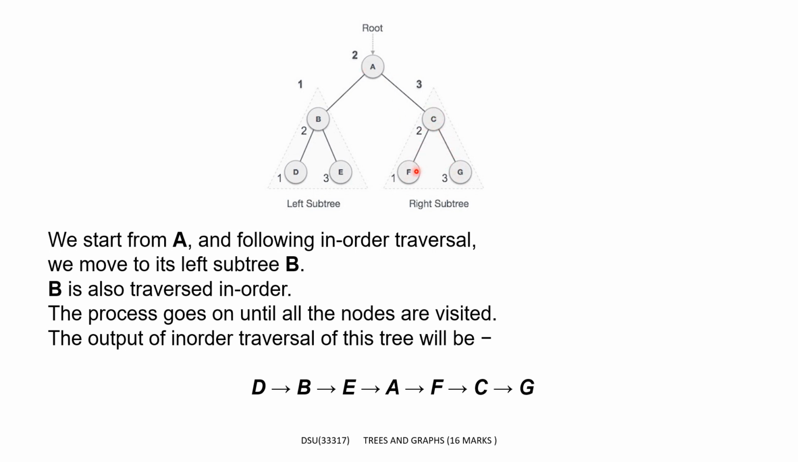That means A, then F. This is again a subtree. Then we have to traverse the left node, that is F, then root node C and G. So we will get D, B, E, A, F, C, G. We traverse it like this: D, and again like this. Then we traverse the root node, then this tree, and finally we get this G.